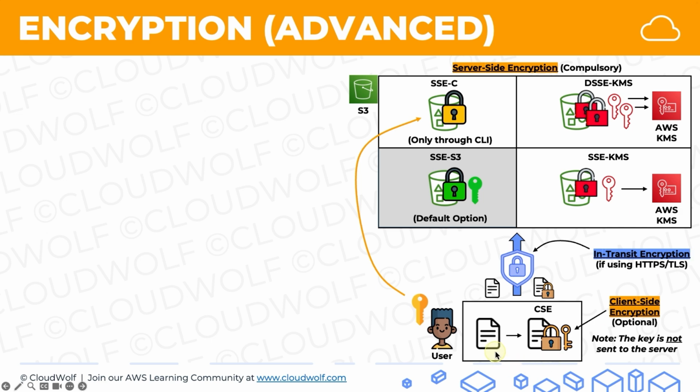Remember, there are 3 main parts of this process. Client-side encryption, which is optional; in-transit encryption, which happens automatically if you use HTTPS or TLS; and server-side encryption, which is compulsory, and you have one of these 4 options. This one is enabled by default, and we talked about the specifics of each one.